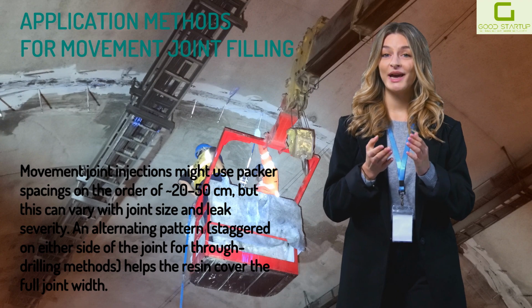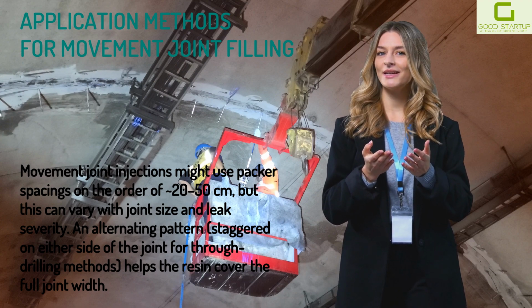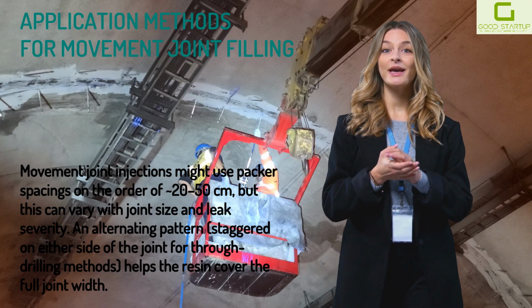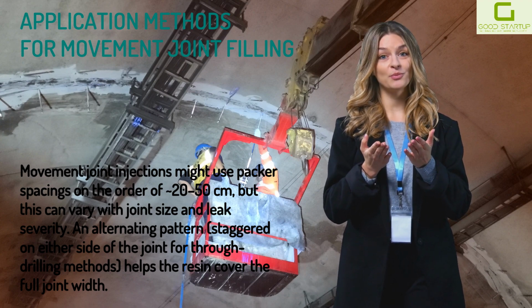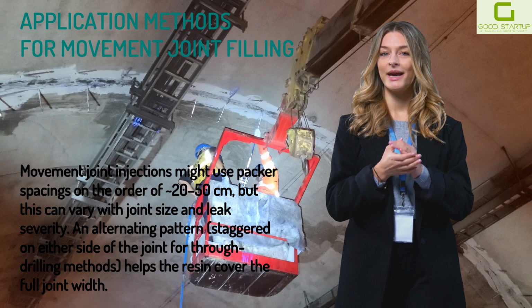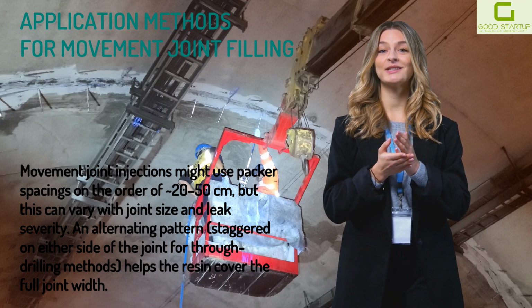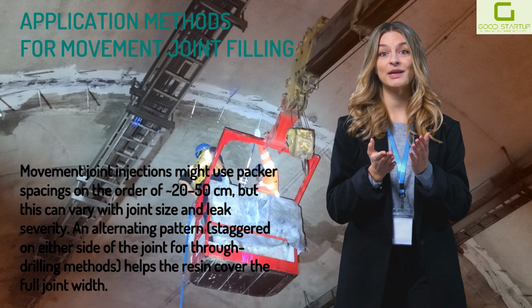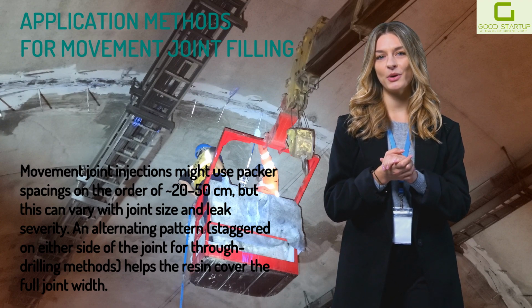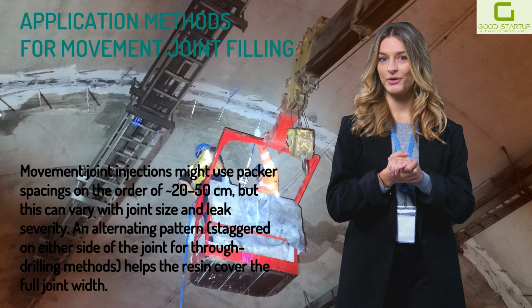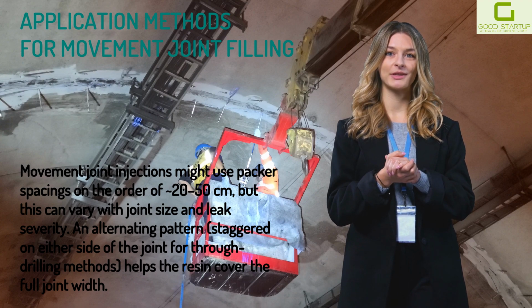An alternating pattern, staggered on either side of the joint for through-drilling methods, helps the resin cover the full joint width. After injection, any drilled holes are typically sealed off, for example, with packers left in place or with hydraulic mortar once removed, to prevent water or grout egress.